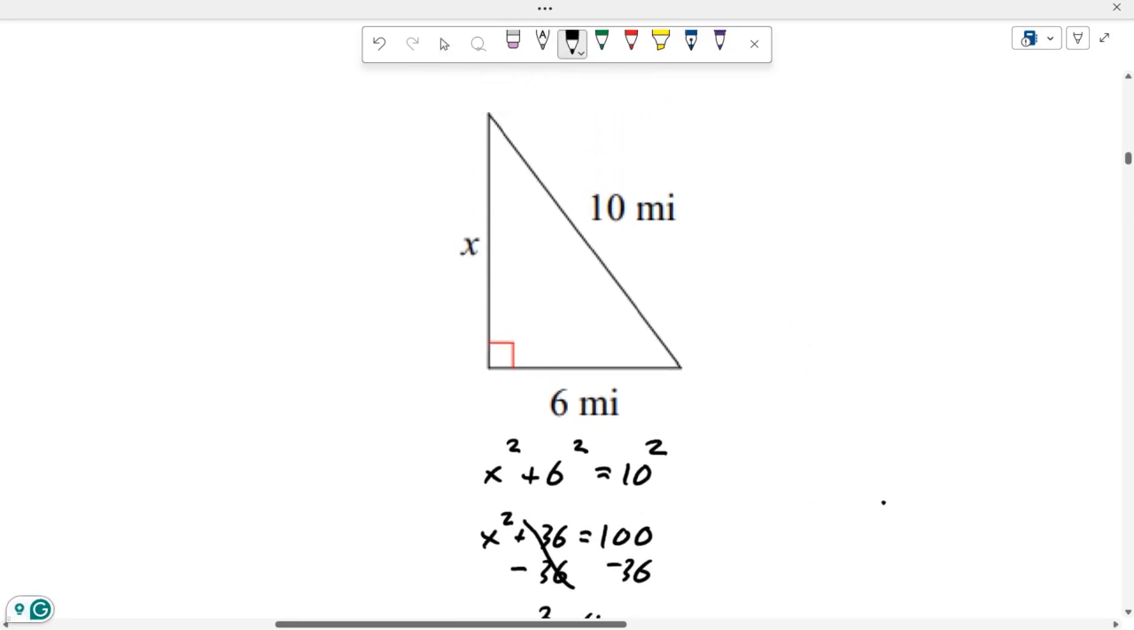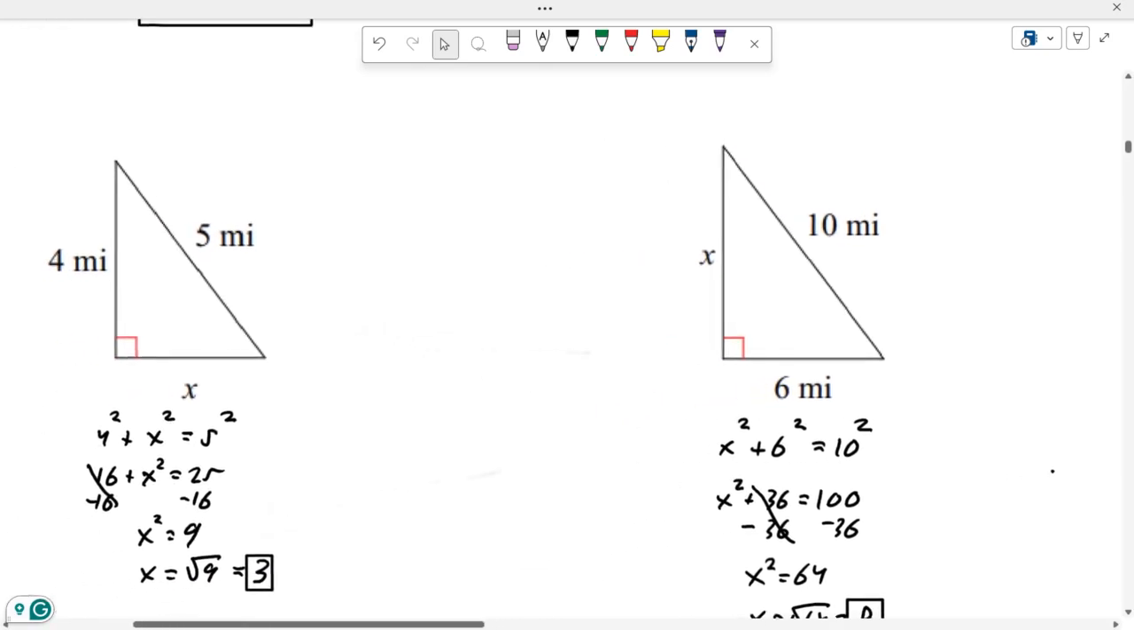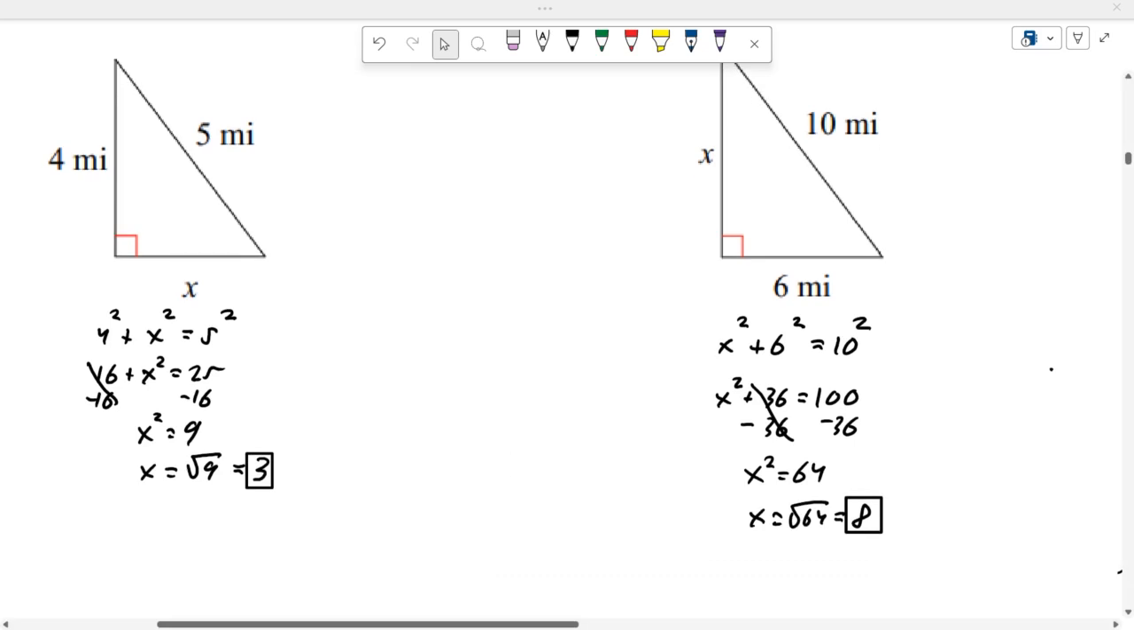That's my answer. And again, 6, 8, 10 is a Pythagorean triple. It's actually just double 3, 4, 5. So if you compare 3, 4, 5 to 6, 8, and 10, those triangles are similar, and they are both Pythagorean triples. And that's question 2.